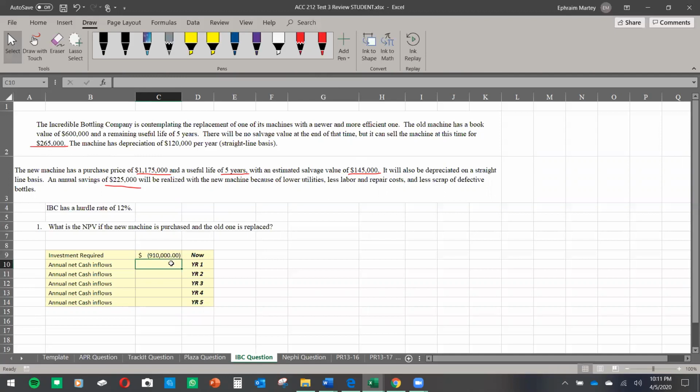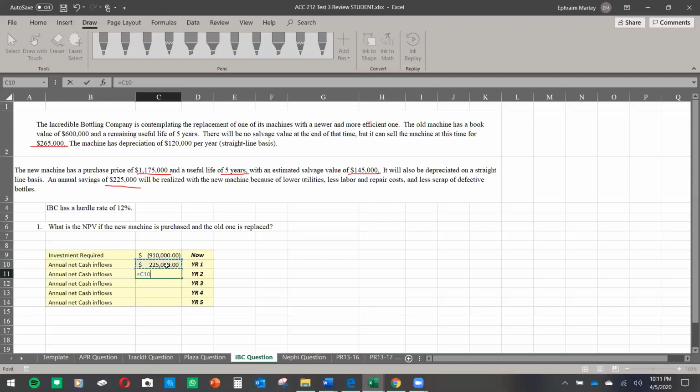Okay, great. Now, what else do we need to know? We have this 5 years, the salvage value at the end of the year. That's what we're going to get back. But we have here annual savings. So it's going to save us 225,000. That becomes a cash inflow coming to us. It's a savings. Okay, we're not going to spend that anymore. It's going to come to us. So we're going to have 225,000 of annual net cash flow every year.